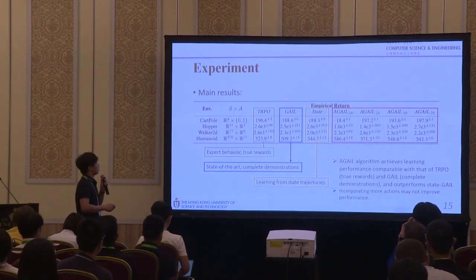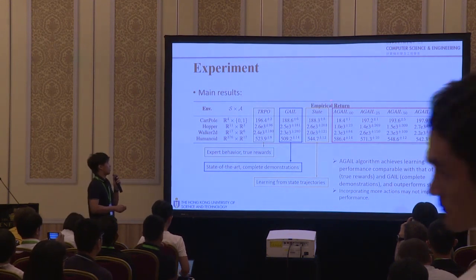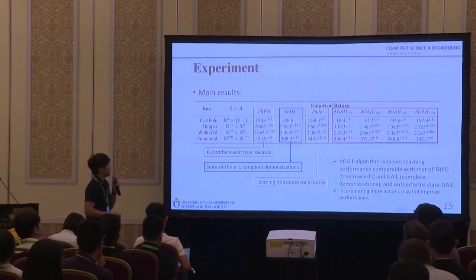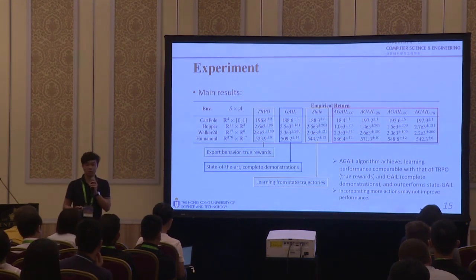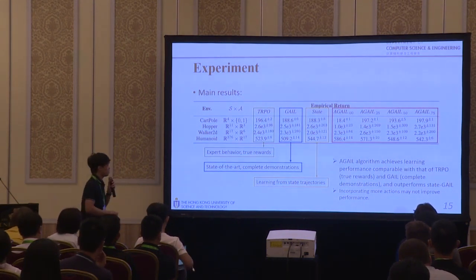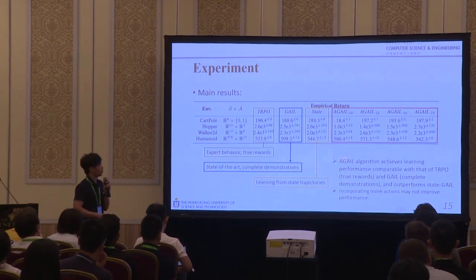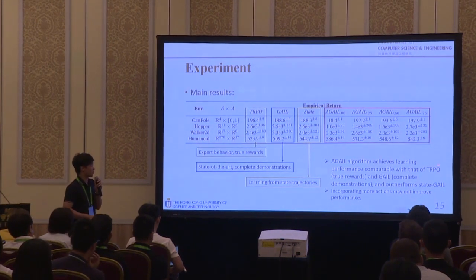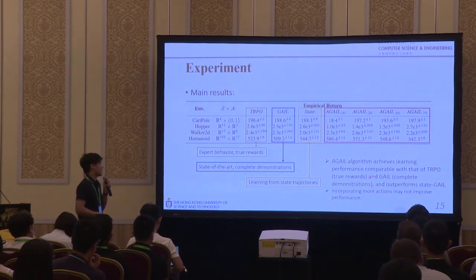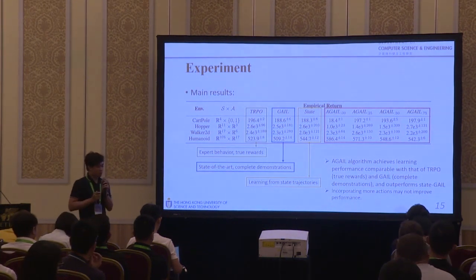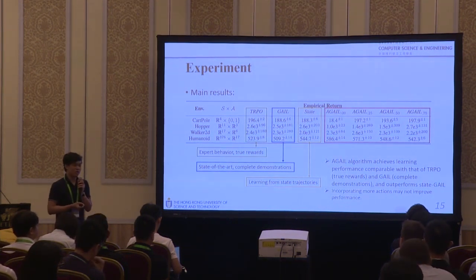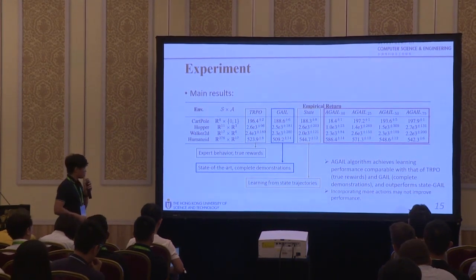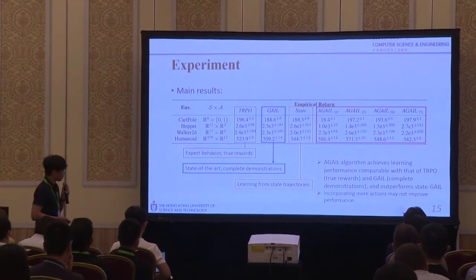Basically this is TRPO, GAIL, and learning from the state trajectories only. Here we can show that our algorithm achieves results comparable with TRPO, even though our algorithm doesn't take the full action information. It only takes partial information. So even with partial action information, our algorithm still delivers comparable performance to TRPO and GAIL. Another very interesting finding is that incorporating more actions does not necessarily improve the performance. We also analyzed this in our paper.